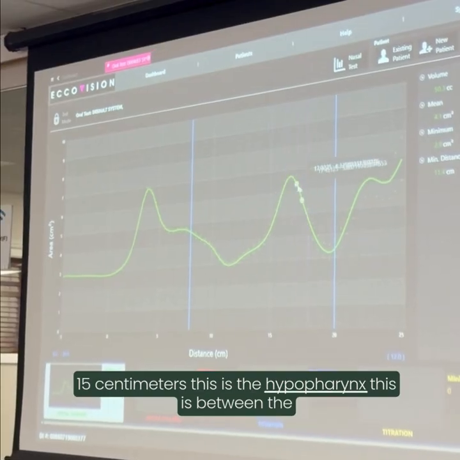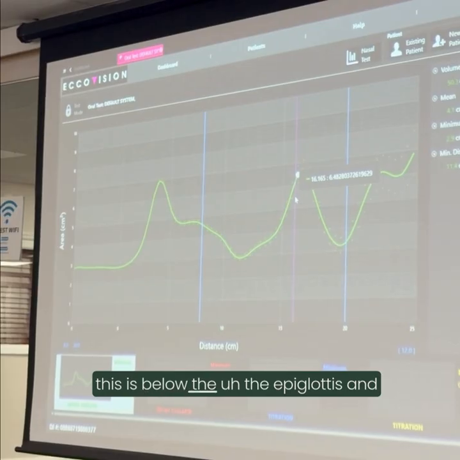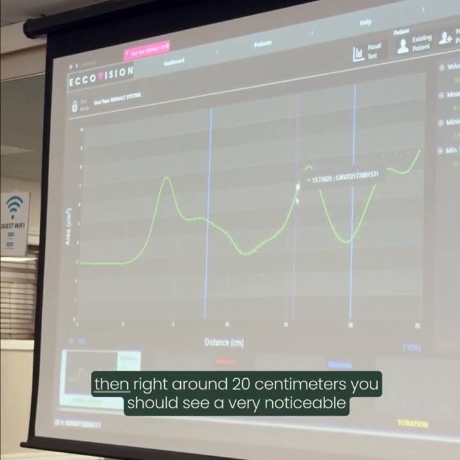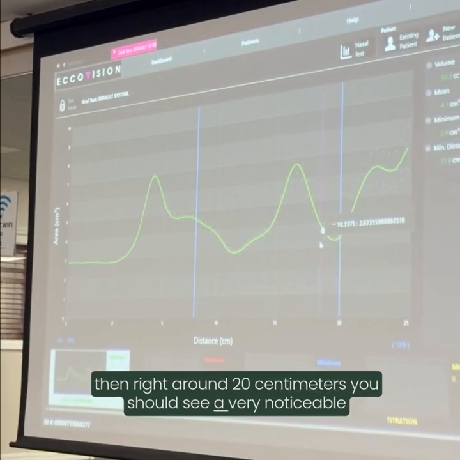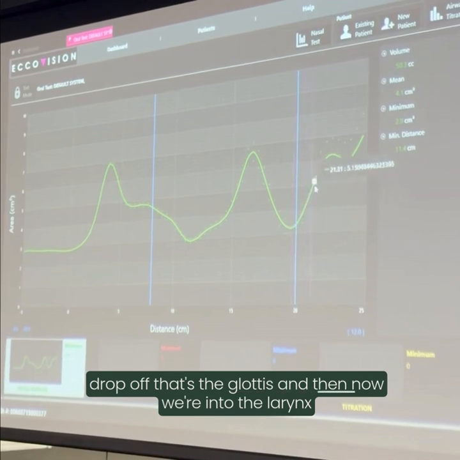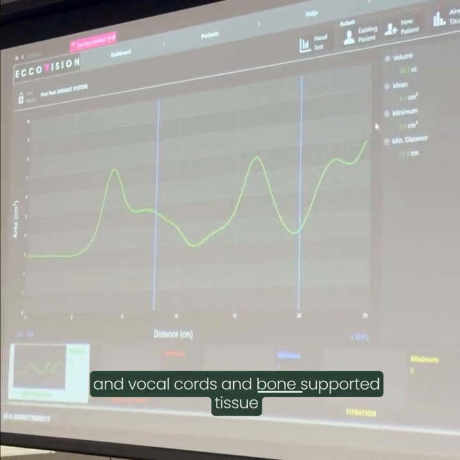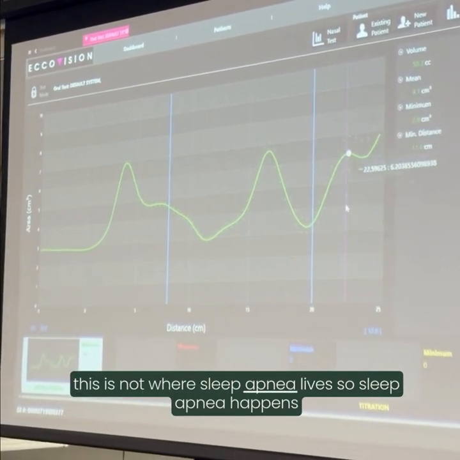This is the hypopharynx. This is below the epiglottis. And then right around 20 centimeters, you should see a very noticeable drop off. That's the glottis, and then now we're into the larynx and vocal cords and bone supported tissue. This is not where sleep apnea lives.